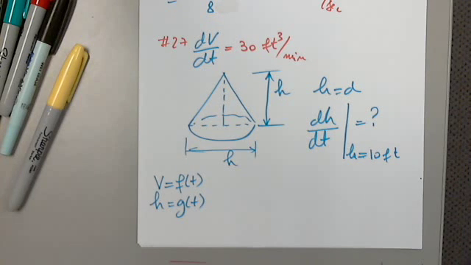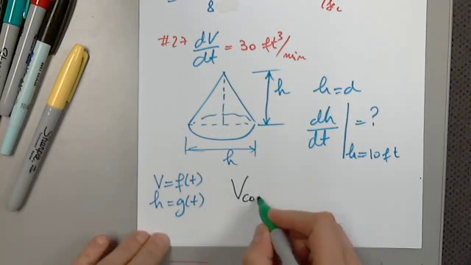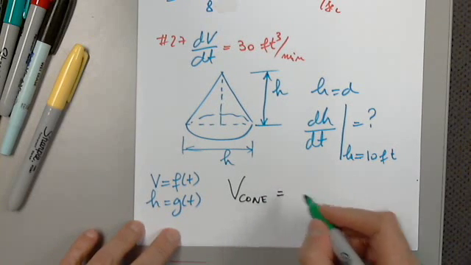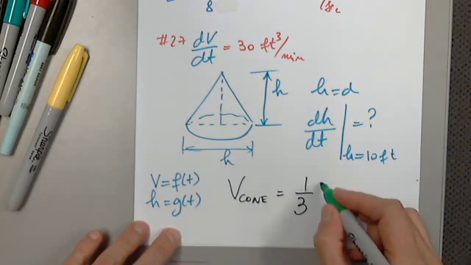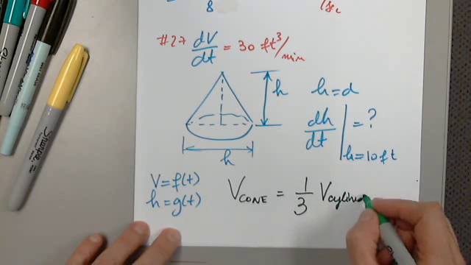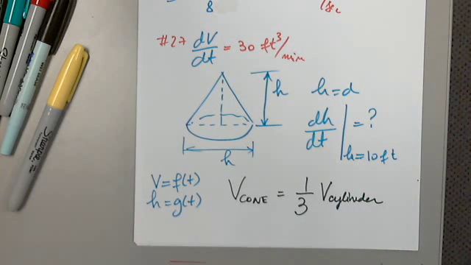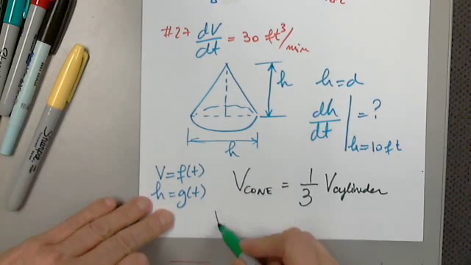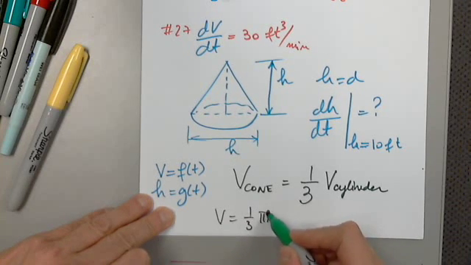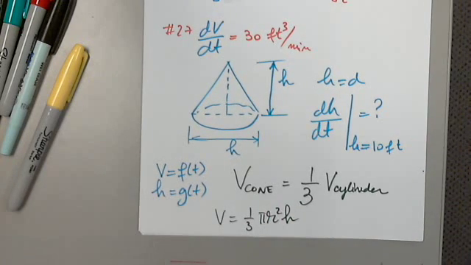The volume of the cone. Let me remind you how to remember the volume of a cone. It's 1/3 of the volume of a cylinder. So here's a cylinder. The volume of a cylinder is the area of the base, which is pi r squared, times the height. So the volume of the cone will be 1/3 pi r squared times the height.